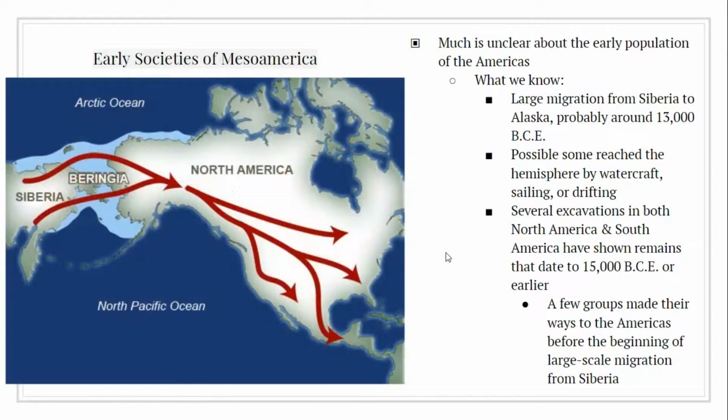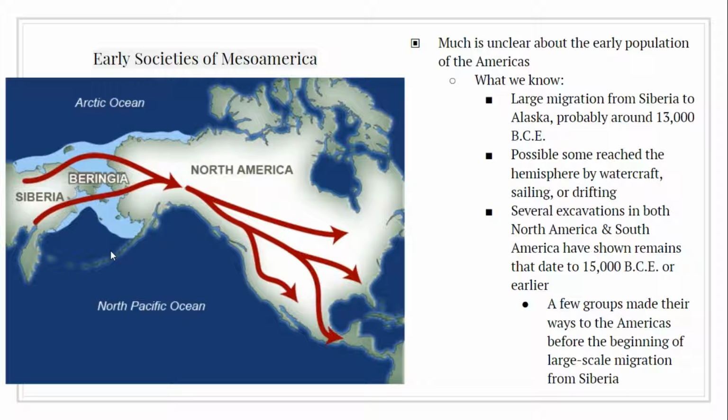There was a large migration of people from Siberia to Alaska, probably about 13,000 BCE. You might be thinking there's no way for people to cross between Siberia and present-day Alaska. But about 13,000 years ago, this whole area in light blue was covered in ice, so there was a land bridge that people could walk through. That's what we know for sure of how people got to the Americas.